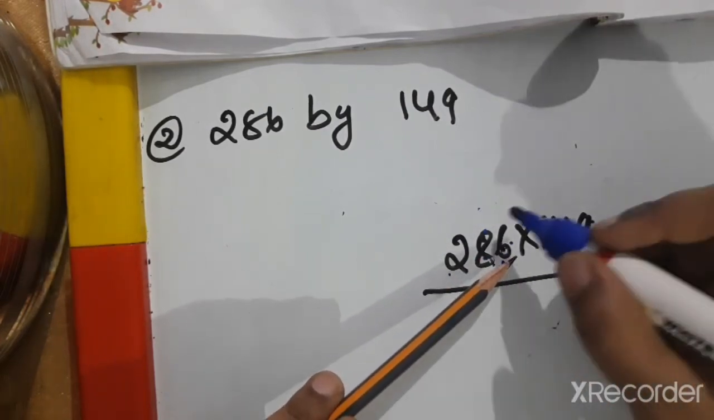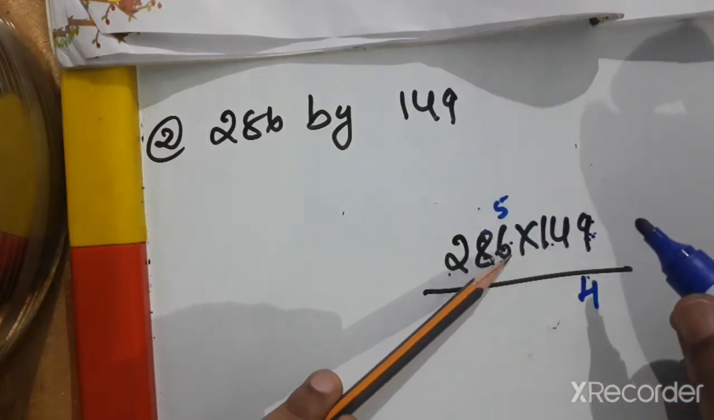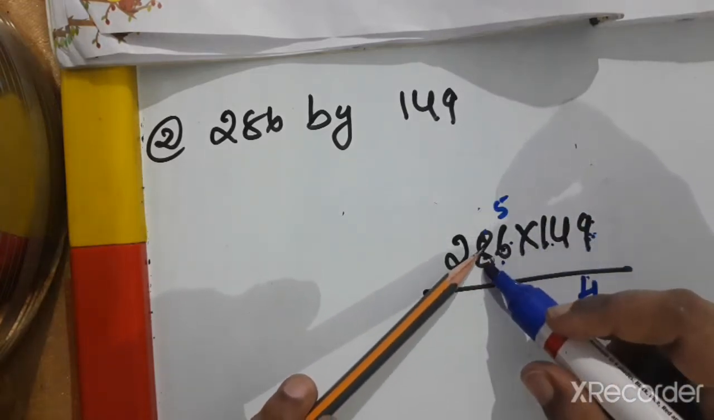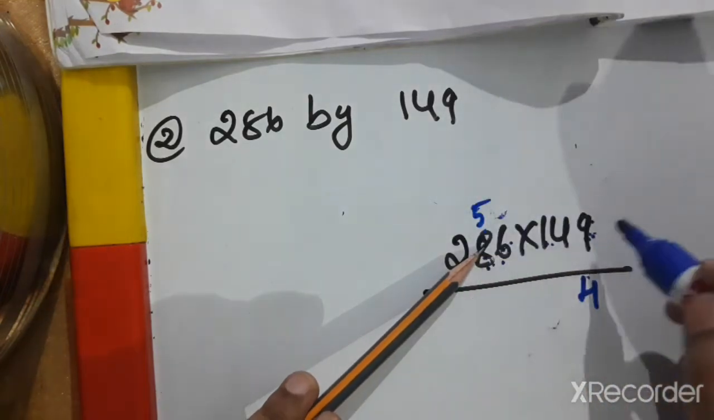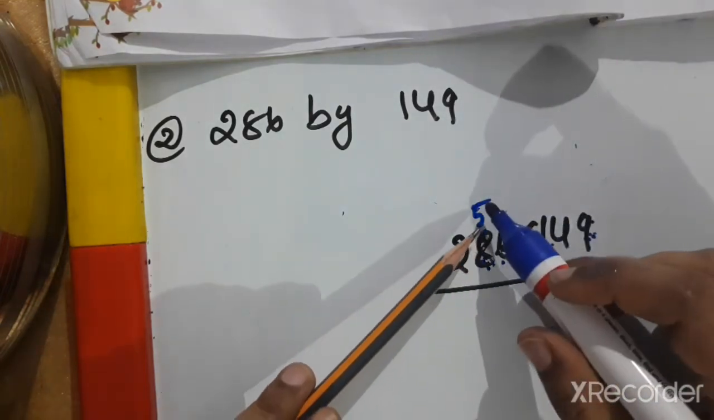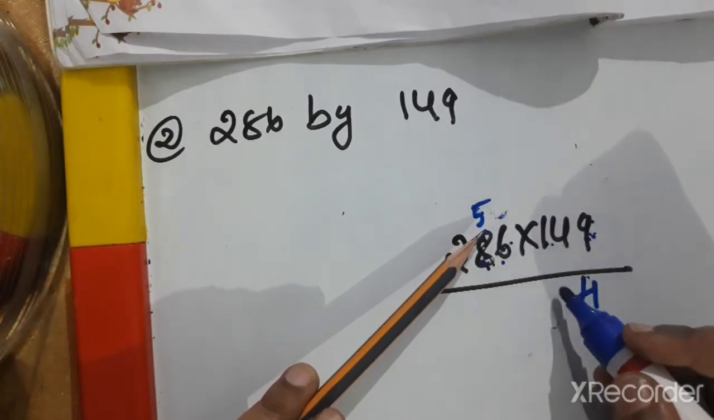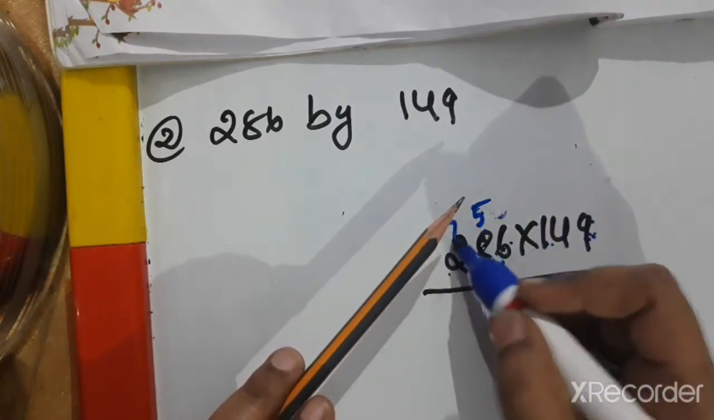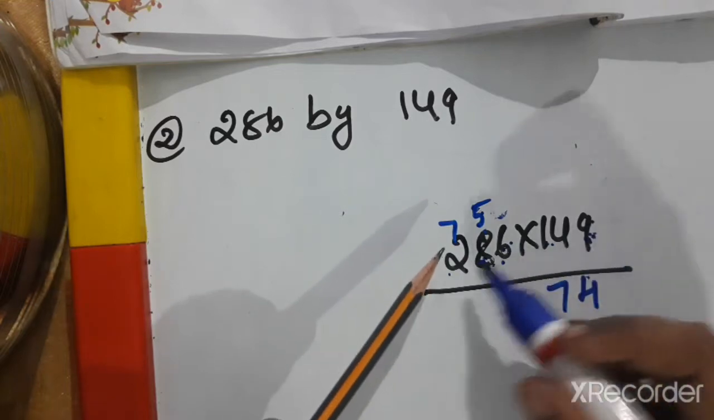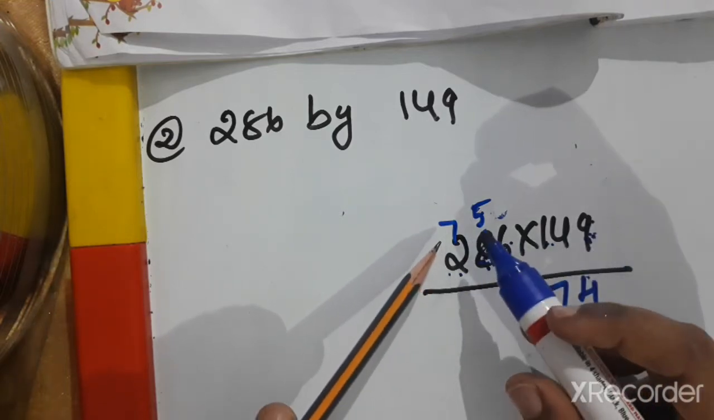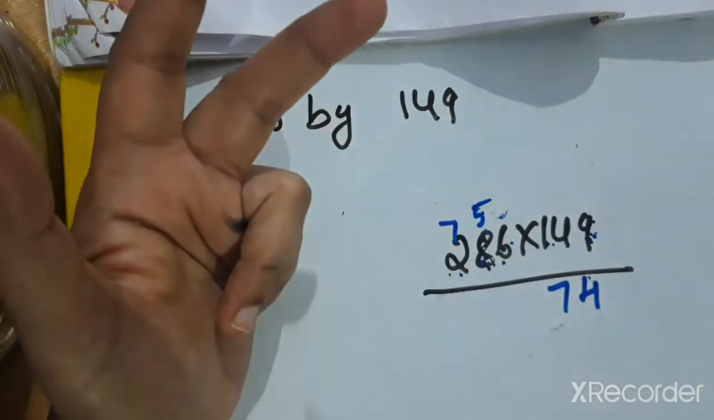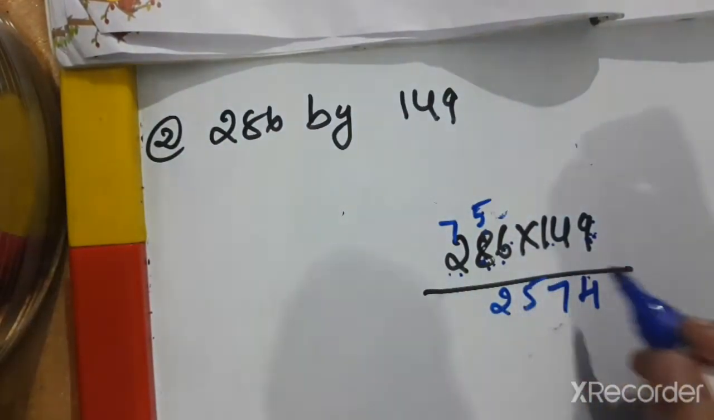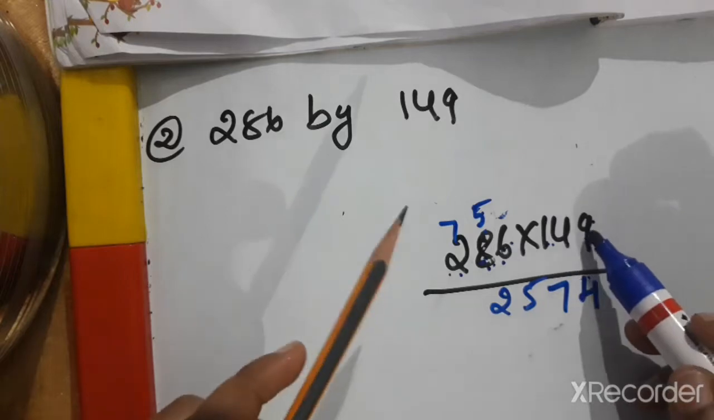So 4 here, 5 carry out to next place. And 9 8s are 72, 72 plus 5 is 77. So 7 here, 7 carry out to next place. 9 2s are 18, 18 plus 7 is 25. So 2, 5, 7, 4 in the first line with the 9.